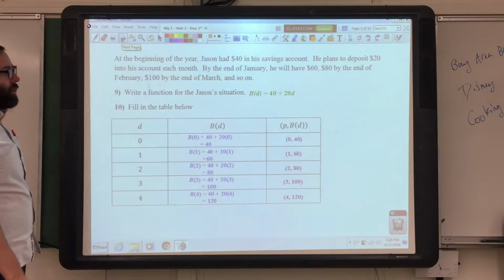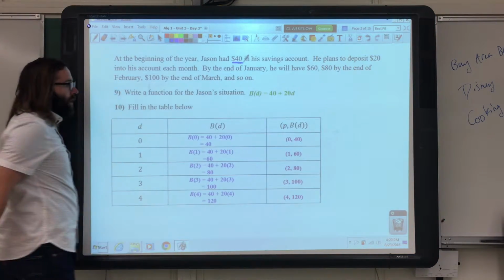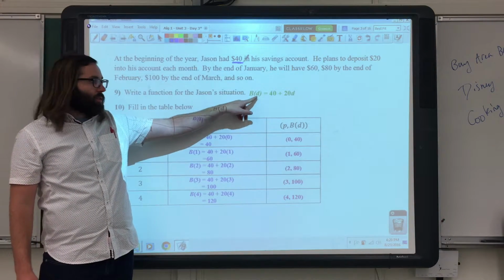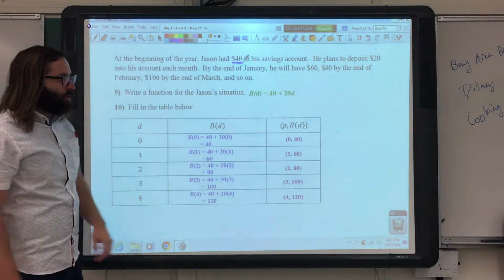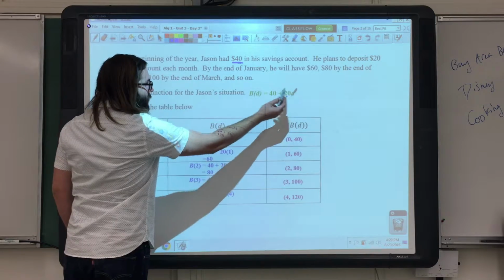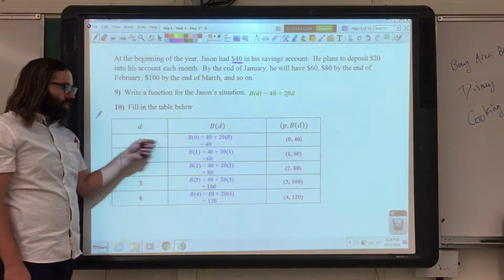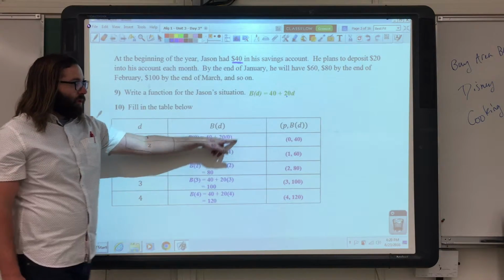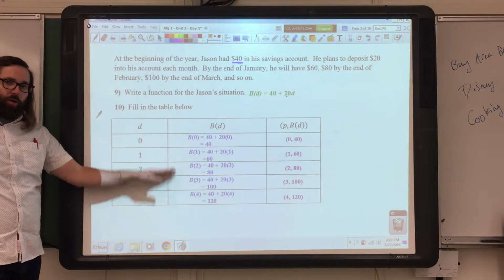Okay, so you had to fill in a table. So he has $40 and he puts 20 away. So his balance as a function of his deposits is going to be whatever he started with plus his deposits. So it's $20 per deposit. At 0 deposits, he's at 40. At 1 deposit, you plug 1 in for D, you get $60, $80, okay? All the way down.